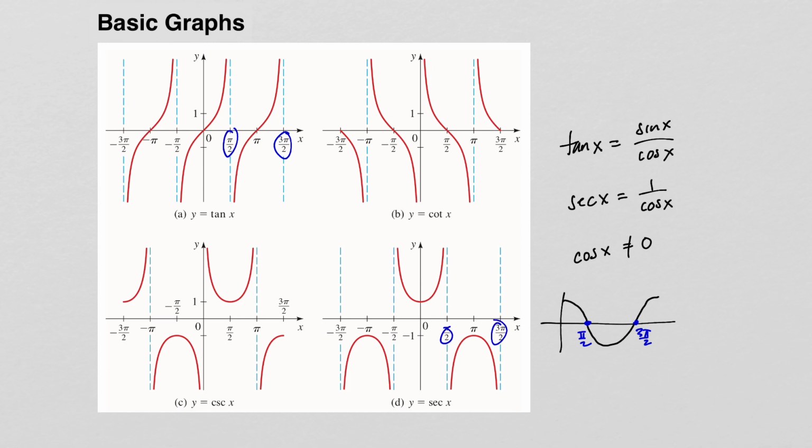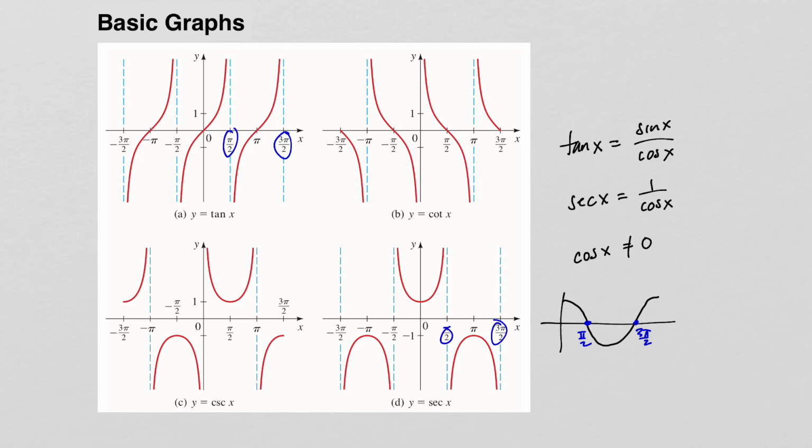Now, of course, for cotangent and cosecant, we can define them similarly. So for cotangent, it's cosine over sine, and for cosecant, it's 1 over sine. And we're going to have asymptotes wherever sine is equal to 0. So it's the same argument there.